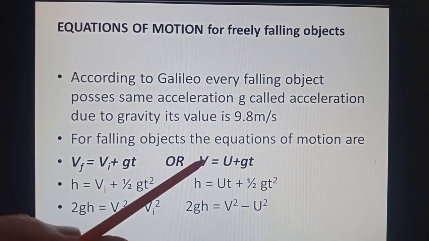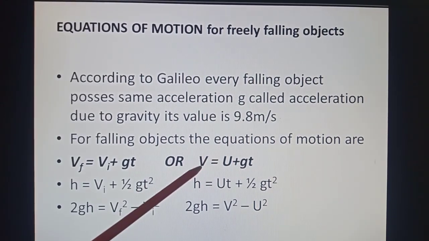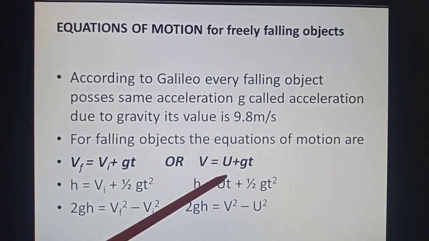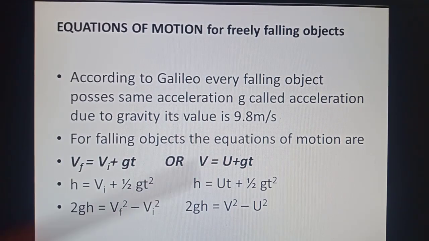Similarly, in some books you will find it like this: V equals U plus gt, where V is final velocity, U is initial velocity, g is acceleration due to gravity. You know its value, 9.8, or rounded off to 10 meter per second square. t is the time. Similarly, in the second equation, instead of using s for distance, we use h.